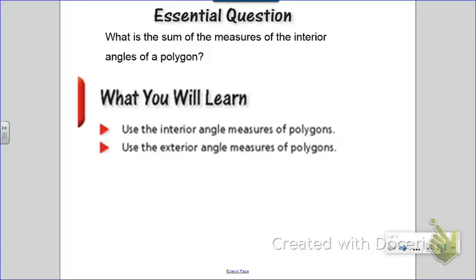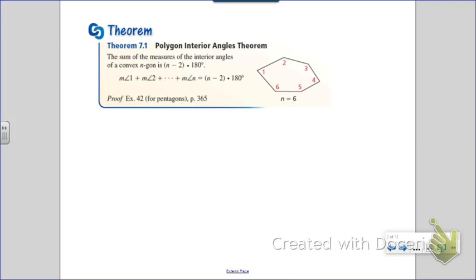Today's lesson is on looking at the interior and exterior angles of a polygon. The polygon interior angles theorem states the sum of the measures of the interior angles of a convex n-gon is (n-2) times 180. So if we take the number of sides n, subtract 2, and multiply by 180 degrees, that will be the sum of the interior angles.